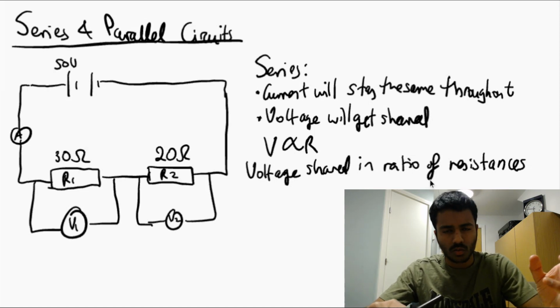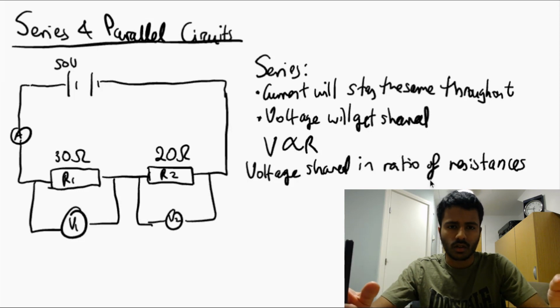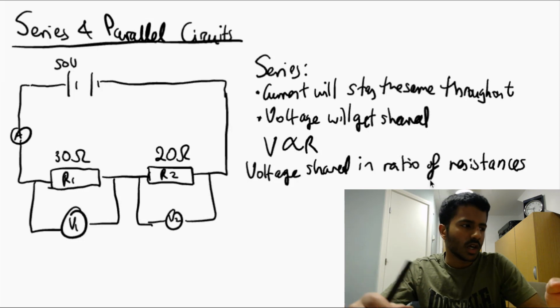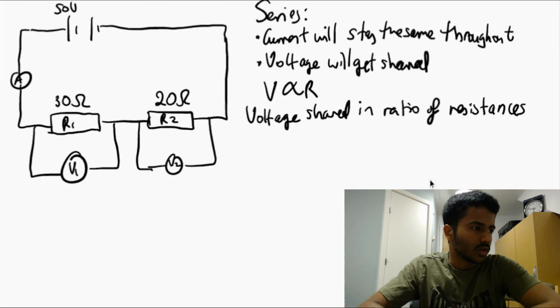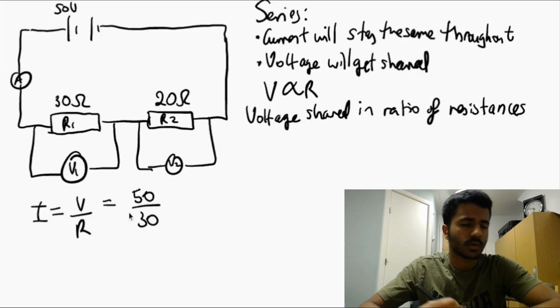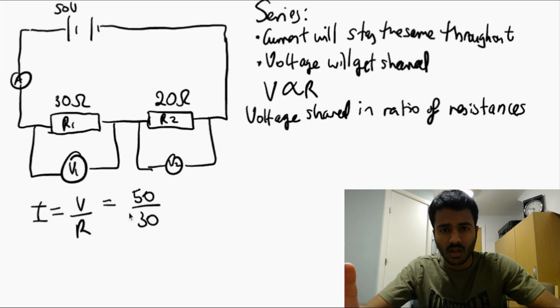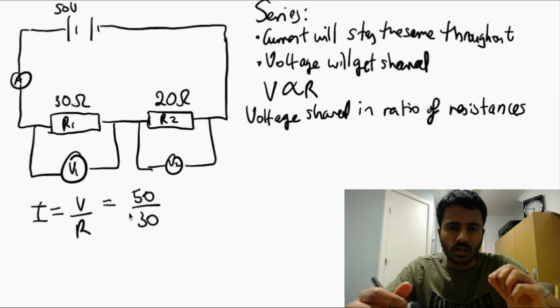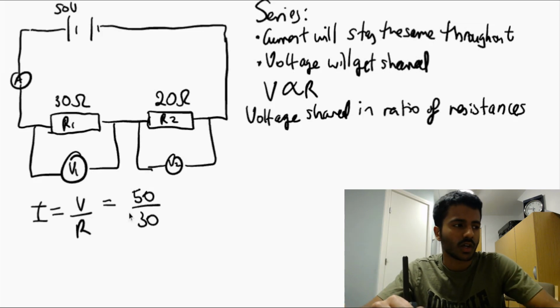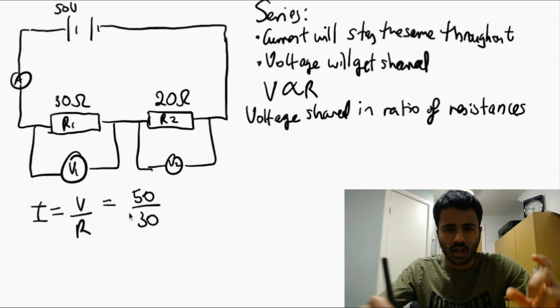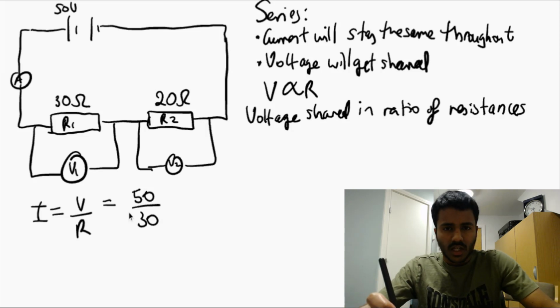Now, if I asked you to work out the current flowing through the circuit, you might think, okay, let me use V equals IR, so I is equal to V over R. Well, the total voltage is 50, and we know one of the resistances is 30 ohms, and you might think that's your current. That's a very common mistake, more common than you actually might believe. In this case, you might realize that's quite easy, but as circuits get a little bit more complicated, these mistakes can easily happen.